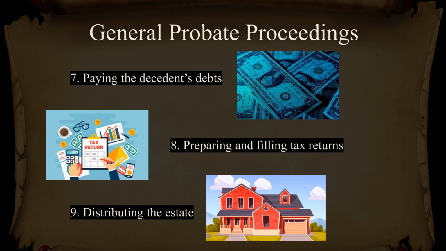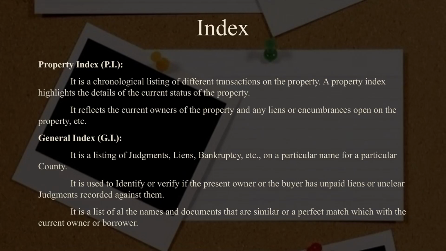Then let us discuss about index. What is meant by index? Index is the list of records entered on a specific application or online platform. The records contain property and person information. We have 2 types of index. First one is property index and second one is general index. First we will see about property index.